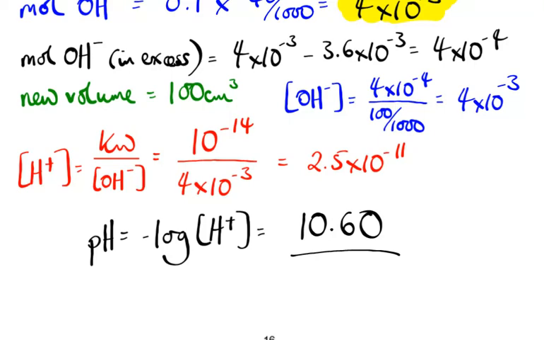Well done if you spotted a deliberate mistake there. So I didn't change in the calculator my concentration, which means those last two numbers were out. So we should have got 2.5 times 10 to the minus 12, and then our pH should have been 11.60. Sorry.